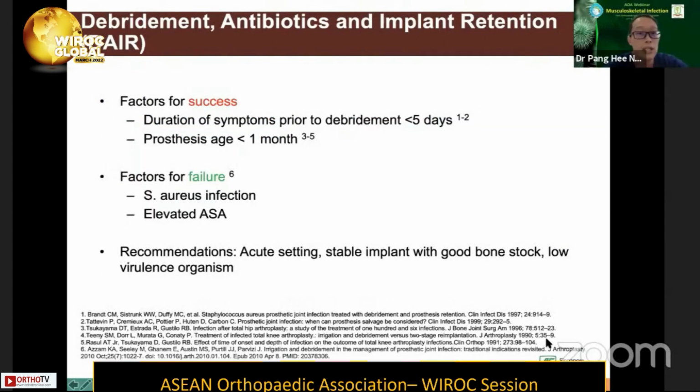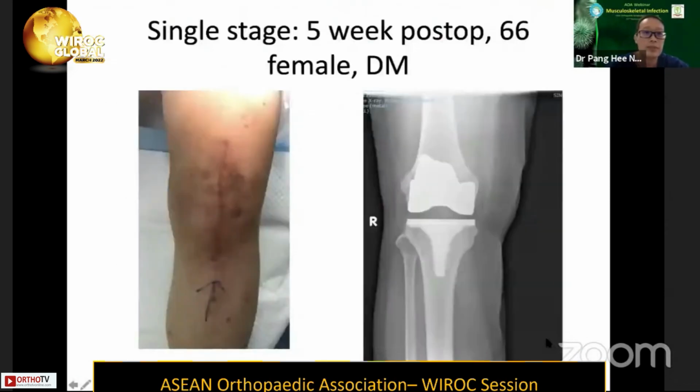So the factors for success would be short duration of symptoms. Factors for failure will be Staph aureus infection and patients with poor ASA.